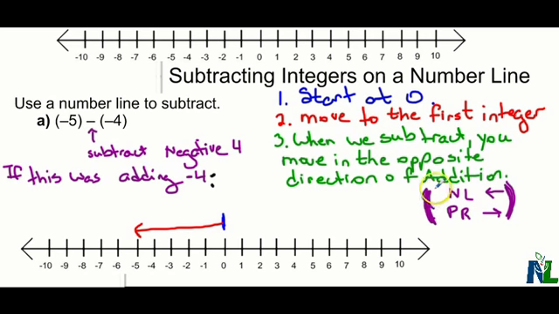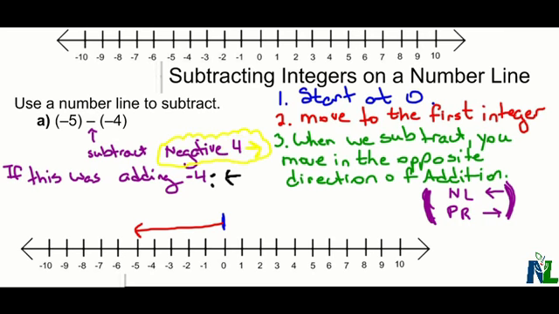I move? If it was adding a negative, I would move in that direction. But looking back at my problem, I'm not adding, I'm subtracting, so I need to do the opposite. So that tells me I need to move in this direction. This is what I need to do right here. I need to move 4 units in this direction.